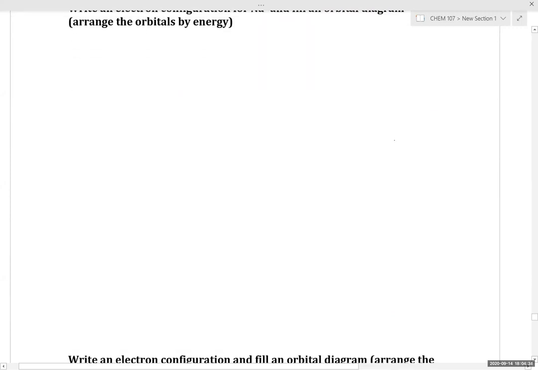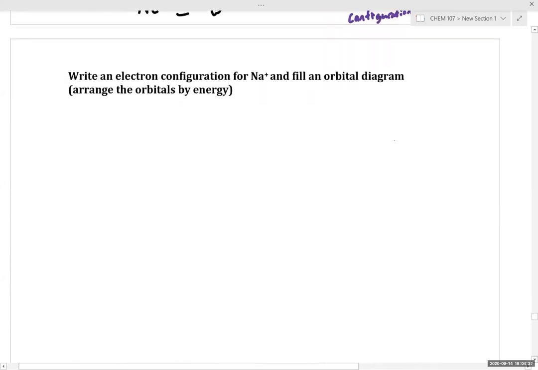On that same note, let's take about 2 to 3 minutes and try to write an electron configuration for sodium plus and fill in an orbital diagram. Remember, make sure your electron count is correct, and then you'll be more than okay in completing this problem. We'll discuss this example in about another 2 minutes. You may say, why am I giving so little time? Because if you count your electrons, you'll notice a trick.